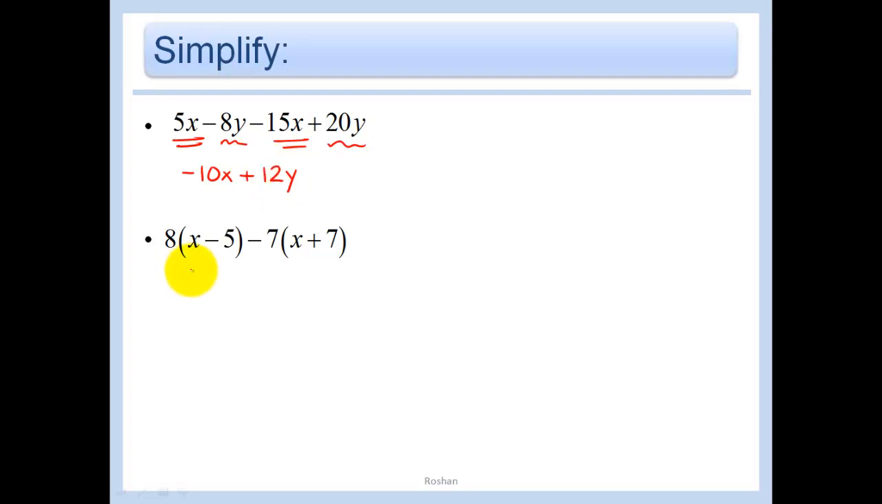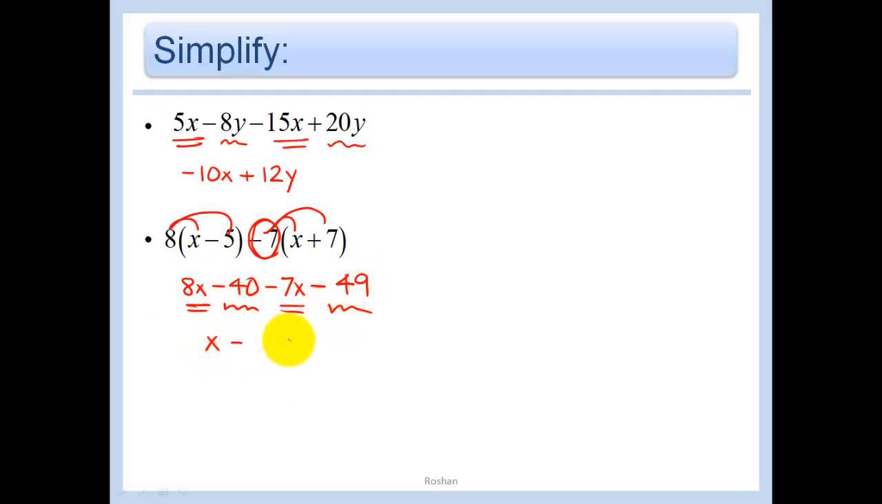All right. What do we have to do in this one before we even start? We have to use the distributive property. Okay, so let's start by distributing. We get 8x minus 40. And this part we have to distribute the whole negative 7. Don't forget about that, all right? So negative 7x, minus 49. Okay, now do we have like terms? Yes, we do. So 8x minus 7x is 1x, and minus 40 and minus 49 is minus 89.